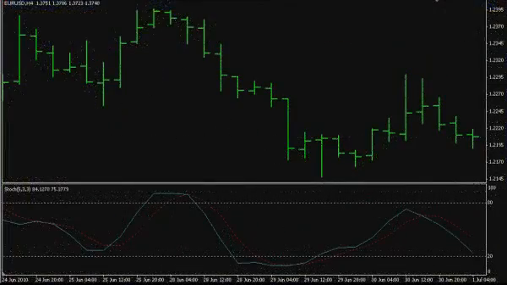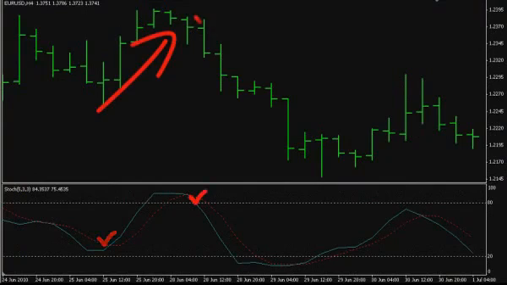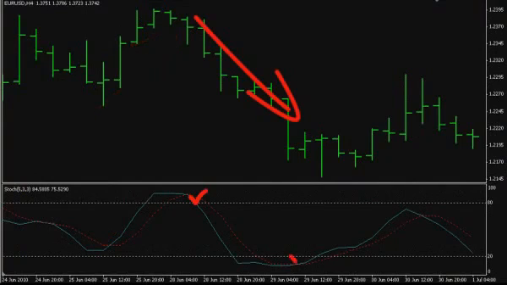Let's look at the examples on the diagram. We can see how the stochastic lines cross and send a trader a signal about local price movements in a currency pair. Such signals can be used both independently and in a complex with signals of other technical indicators.